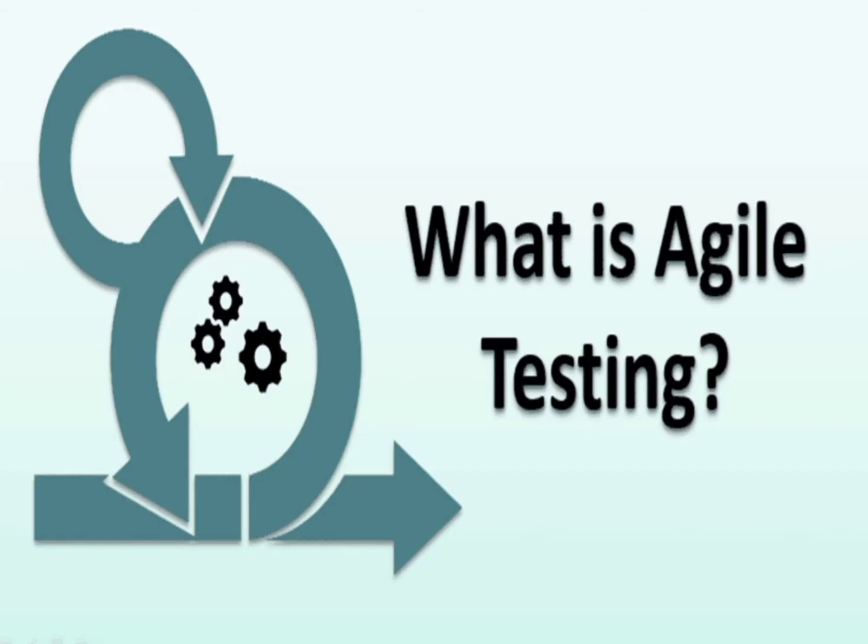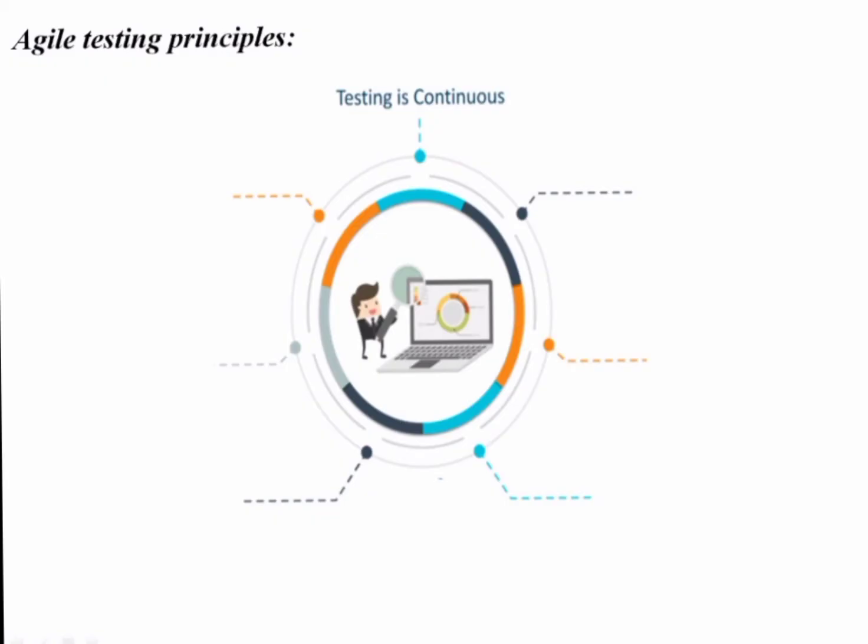So let's get started. What is Agile testing? A software testing process that follows the principles of agile software development is called agile testing. So let's move on and have a look at agile testing principles. There are 7 types of principle.